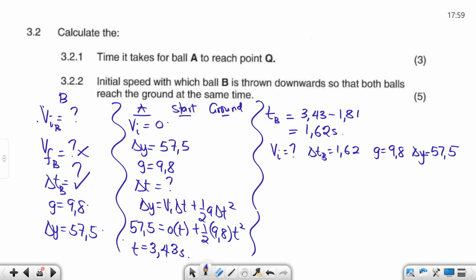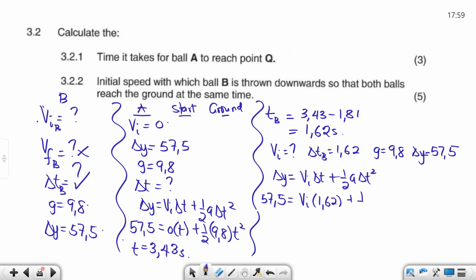Very easy. We write what we have. You said we should use the same formula. Delta Y equals to what? Vi delta t. So we don't have a final velocity, so any formula that has to do with final velocity is thrown out the window. What do we have? 57,5. What's our initial? We don't know. Do we know time?